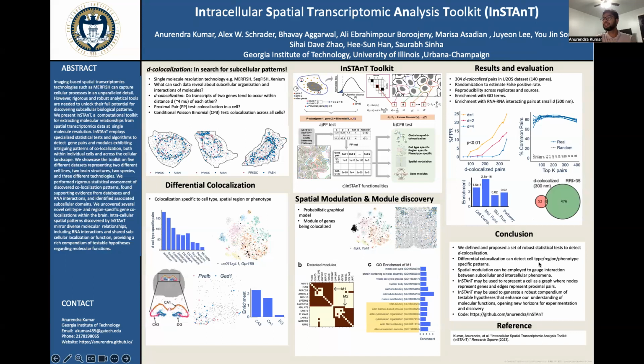In conclusion, InSTAnT consists of a set of robust statistical tests to detect decolocalization. You can use the differential colocalization module to detect cell type, region, or phenotype specific patterns. In future, InSTAnT may be used to represent a cell as a graph where nodes represent genes and edges represent proximal pairs. The code is available here.